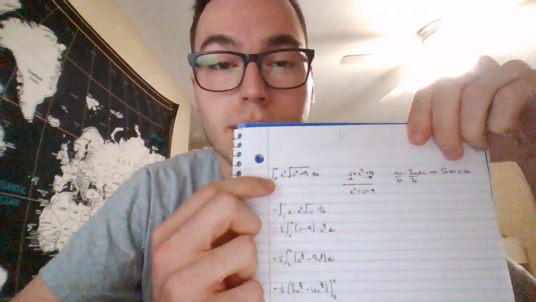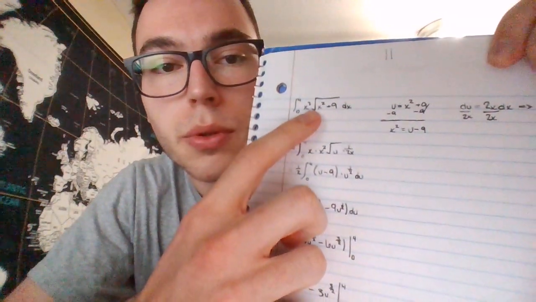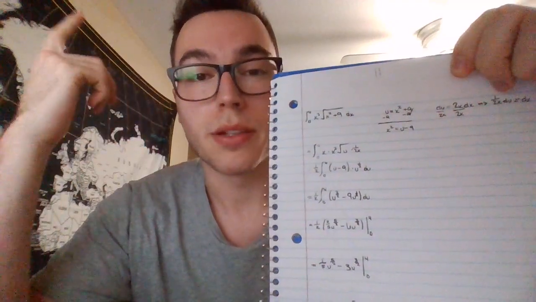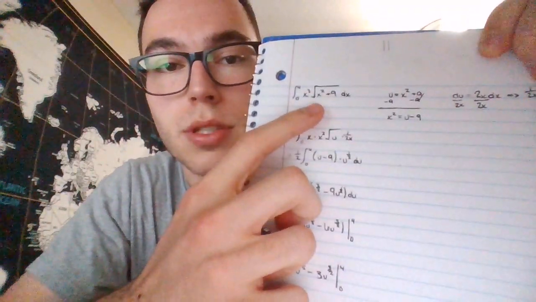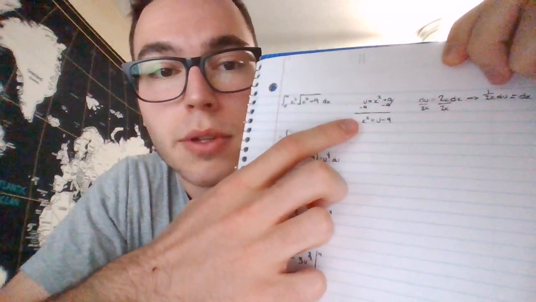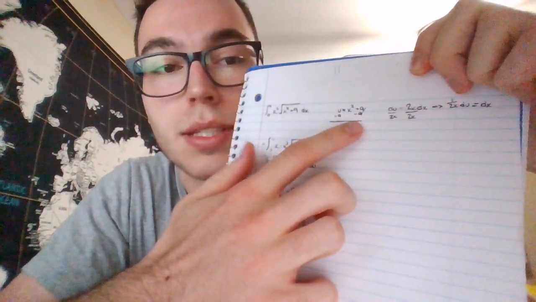So our problem is an integral from 0 to 4 of x cubed times the square root of x squared plus 9 dx. Looking at this, we want to find a u, and the most logical u is what's under the square root, so x squared plus 9. I solved out for an x squared over here, but I'll get to that in just one second. But we know that our u is going to be x squared plus 9.